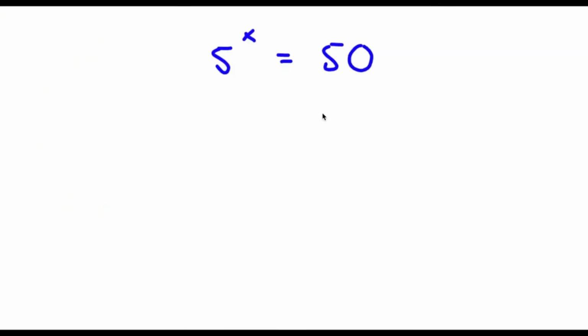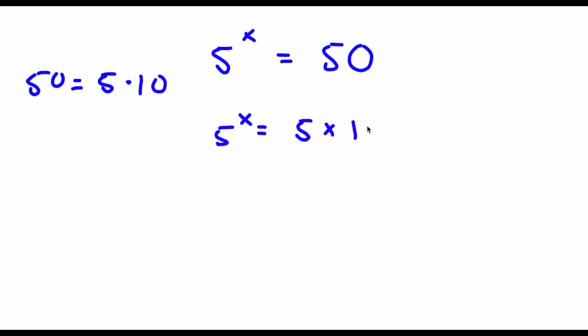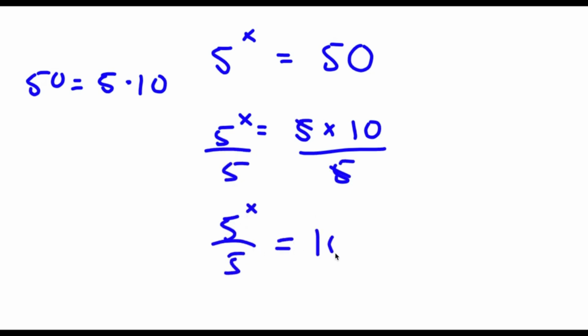5 to the power of x is equal to 50. Now 50 is the same thing as 5 times 10. So now I have 5 to the power of x is equal to 5 times 10. Now I'm going to go ahead and divide both sides by 5. So then these two cancel out, and I'll have 5 to the power of x over 5 is equal to 10.